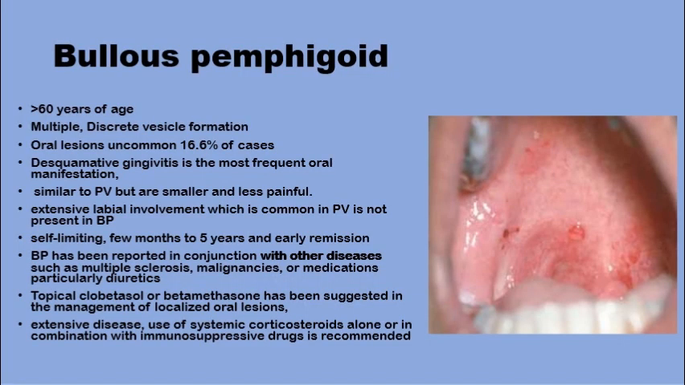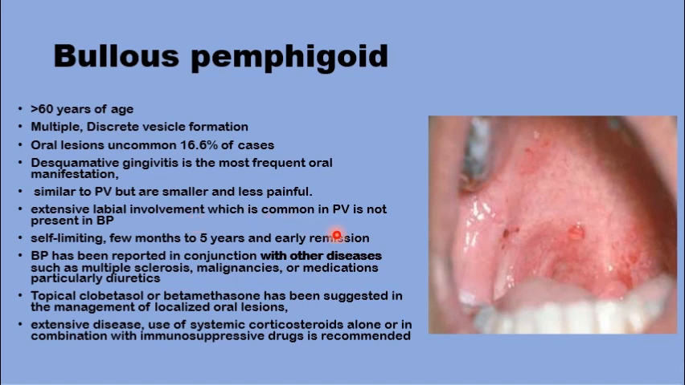Another vesiculobullous disorder is bullous pemphigoid, which affects patients above the age of 60 years. It's uncommon to have oral manifestations for the disorder, only in about 16% of the cases. It presents with multiple discrete vesicle formations, similar to pemphigus vulgaris lesions, but less painful and also smaller in size. It can also cause desquamative gingivitis, and it does not affect the lips as much as, for example, pemphigus vulgaris. It's self-limiting and also has early remissions.